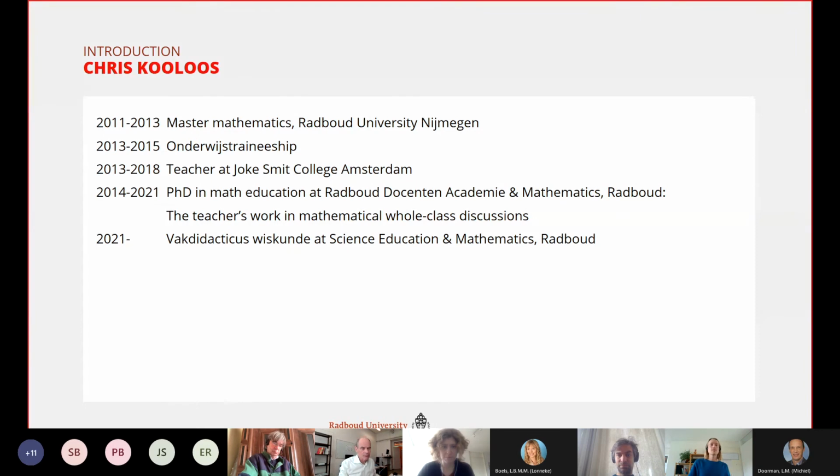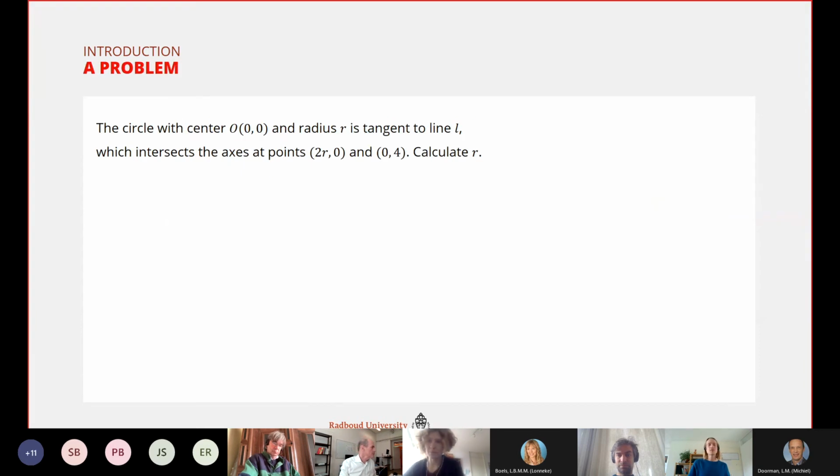All right. I'm going to start with presenting you this problem. It's from one of the most used mathematics textbook series in the Netherlands. And I would like to give you some time to think about the problem, what you would do to solve it, and also what you would expect students to do when they're asked to solve this problem. And by students, I mean students in Tier 5 VWO, so higher secondary school students.